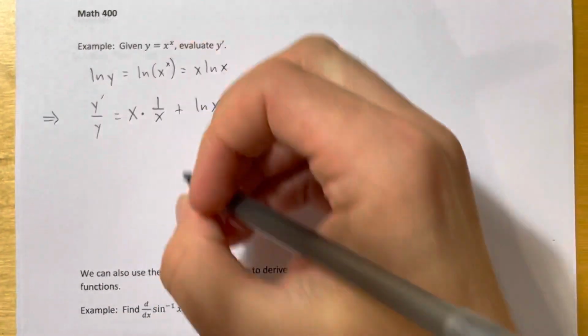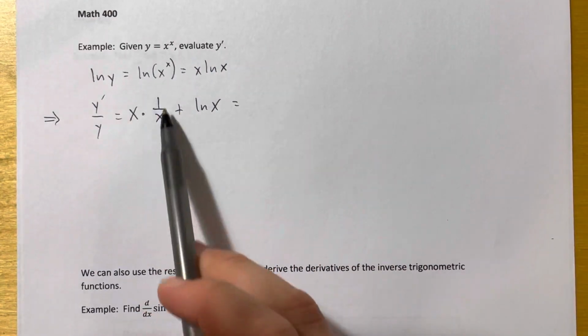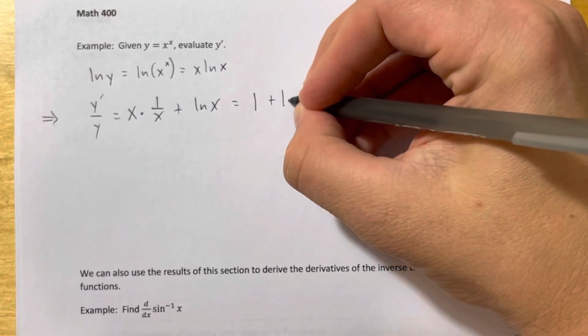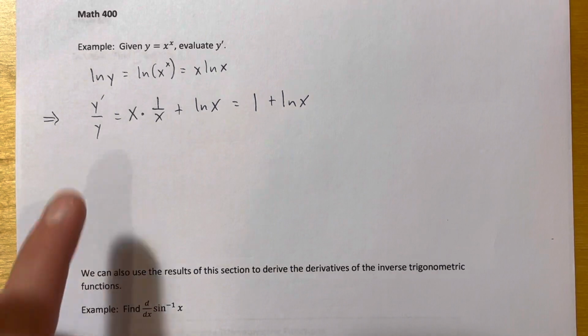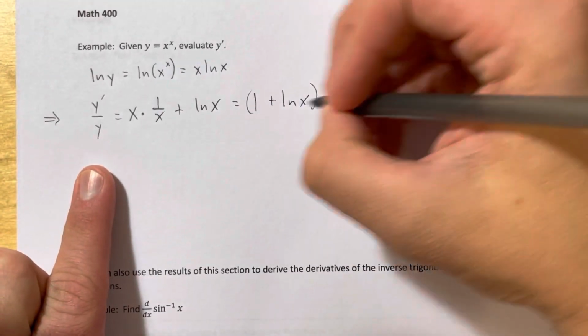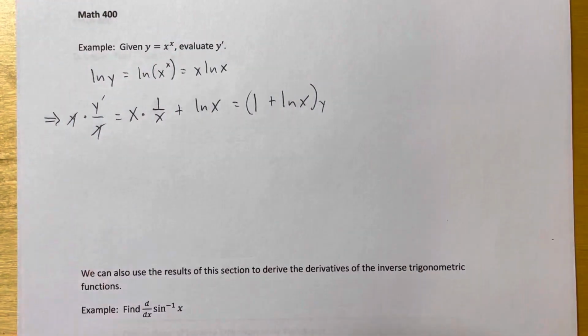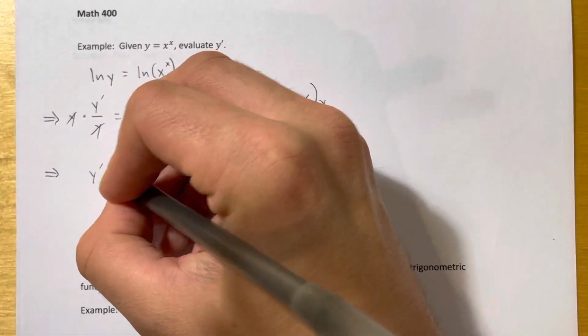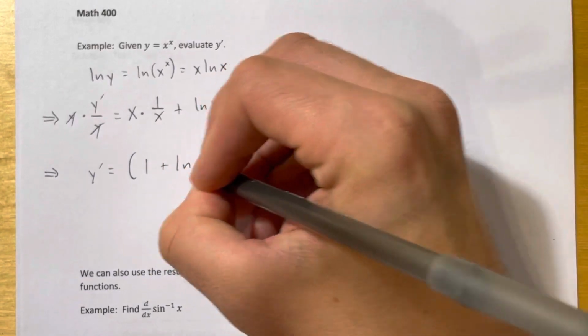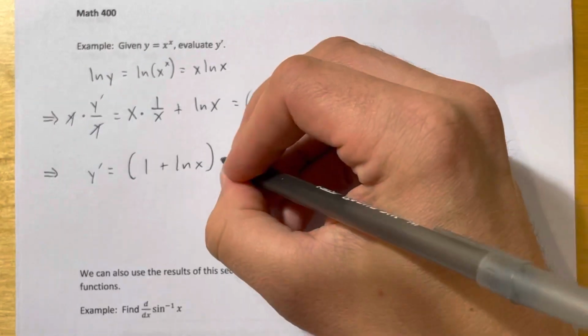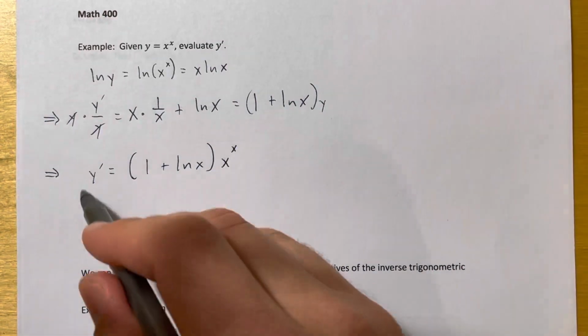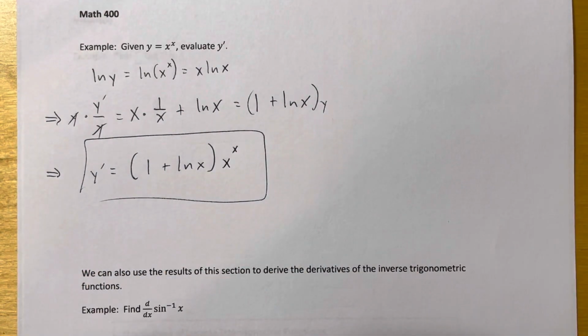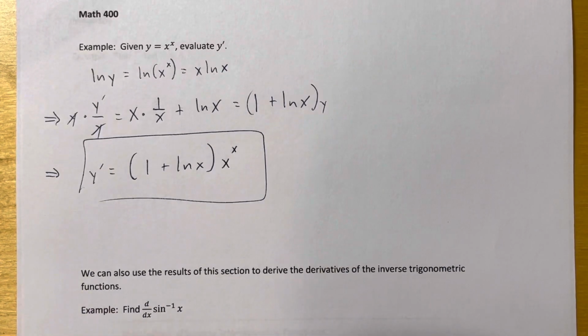Finally, I have a couple of things I need to do here. x times 1 over x is just 1, so this becomes 1 plus the natural log of x. That simplifies. Finally, I need to multiply both sides by y to cancel that y out, which tells me this. y prime is equal to 1 plus the natural log of x times y, which is the same thing as x to the power of x. This is the derivative of x to the power of x. Notice that the power rule would not have given me this. The derivative of an exponential function would not have led me to this either. So we need logarithmic differentiation for this to work.